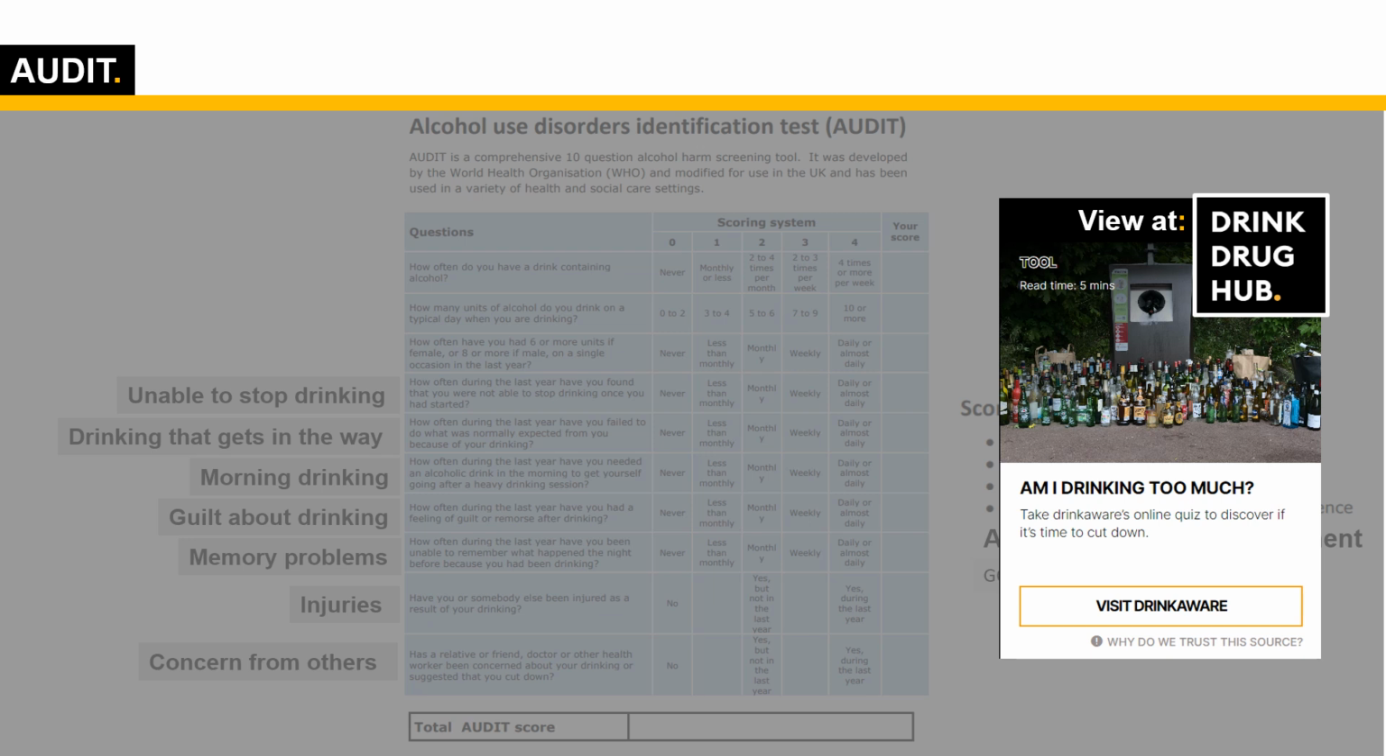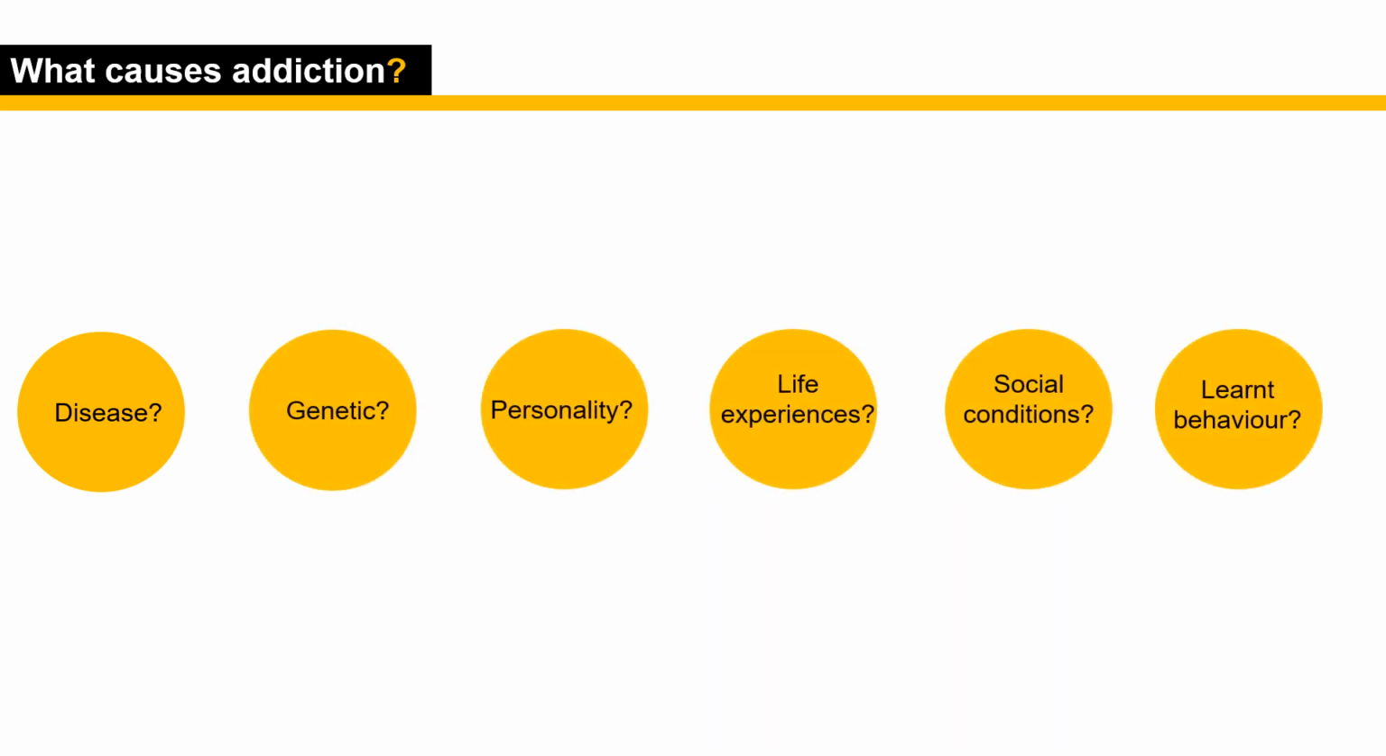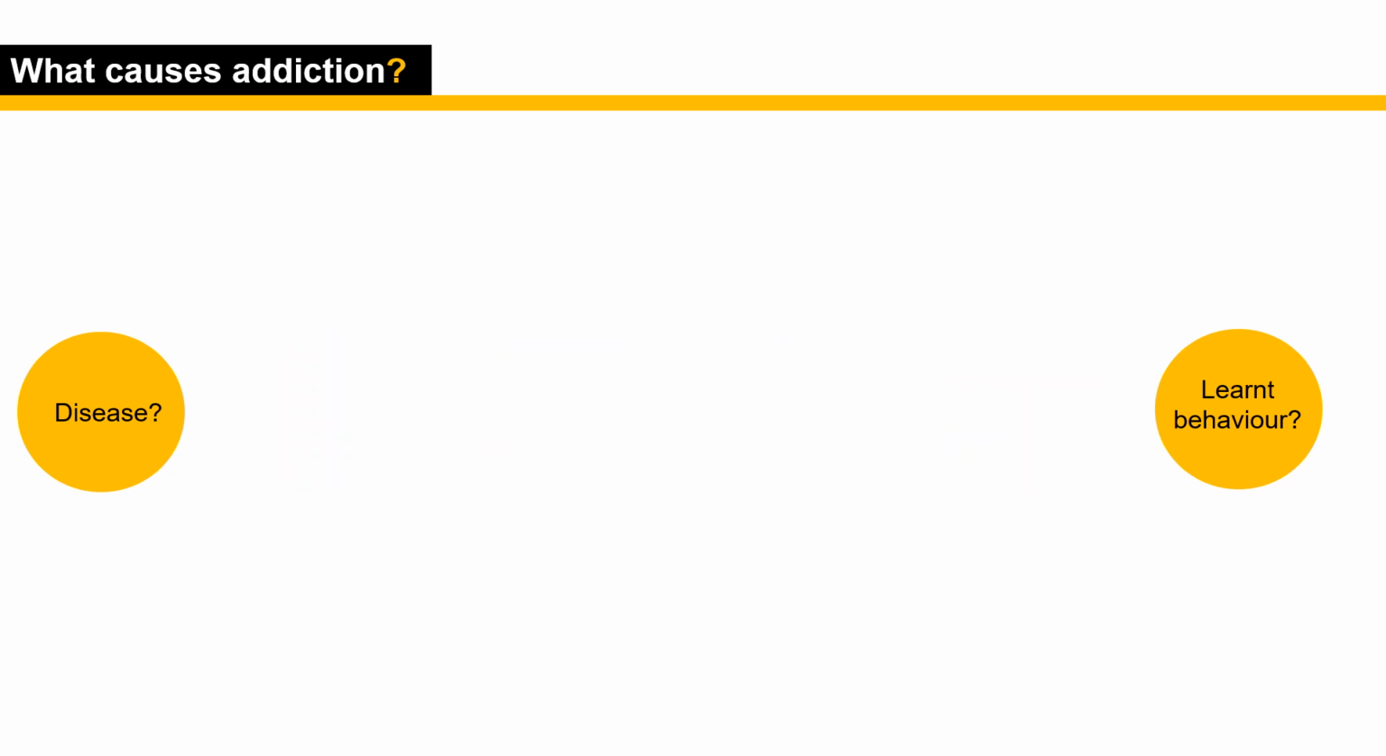You can also refer other people for that. In terms of how people have ended up in that position, there are different schools of thought. Some people think it's a disease, and that means it might be something that you're born with or that has developed over time as you've been drinking. But there are other ideas as well. This could be about genetics, your personality, the life experiences you've had, your social conditions, or it could be a learned behaviour. And these are the 2 models that really shape alcohol treatment within the UK.